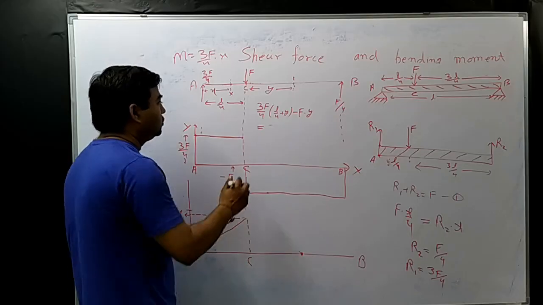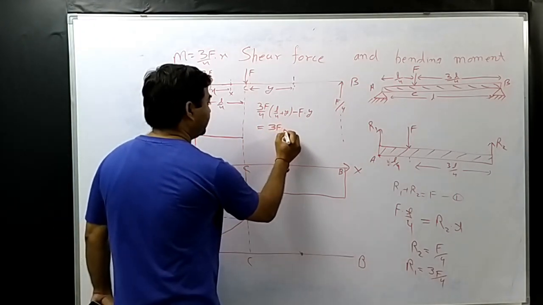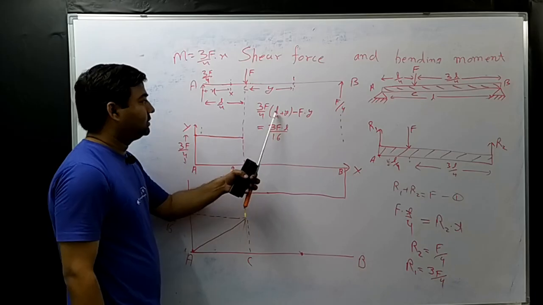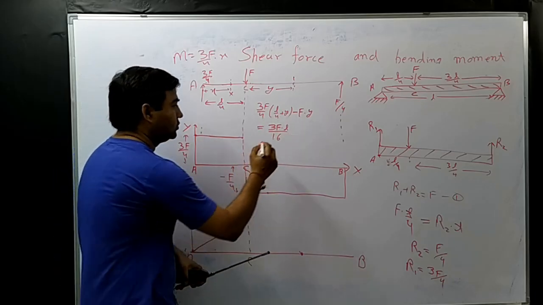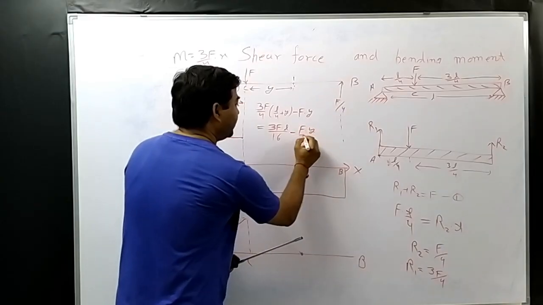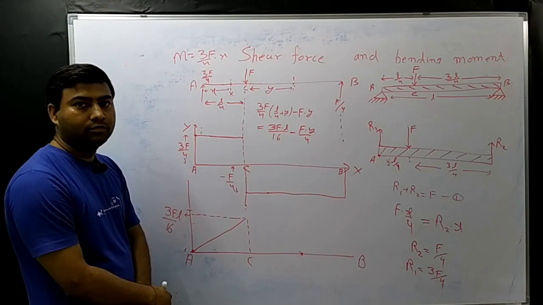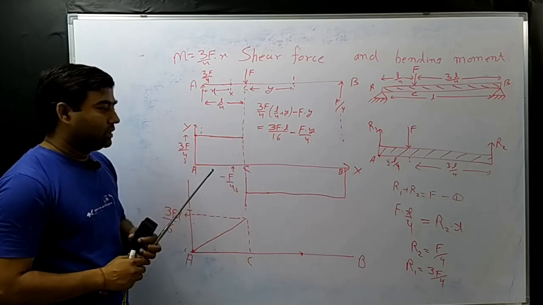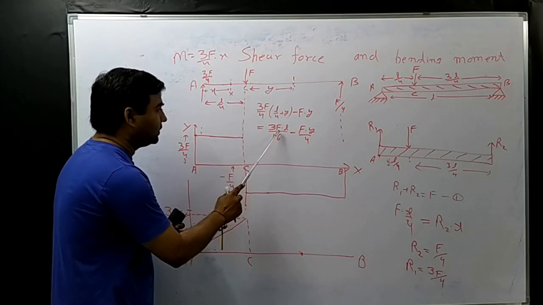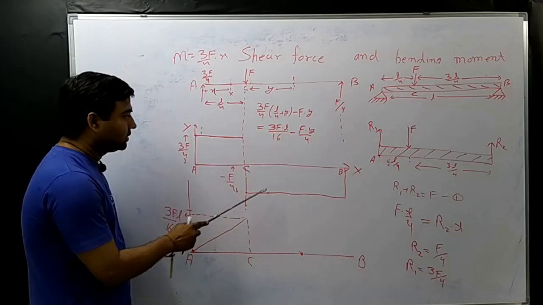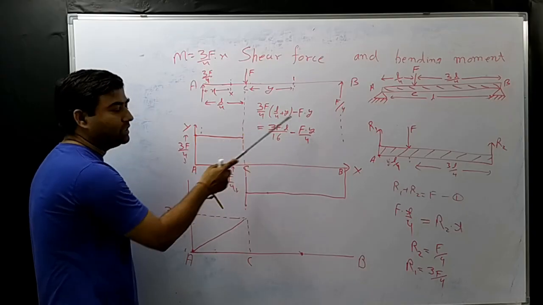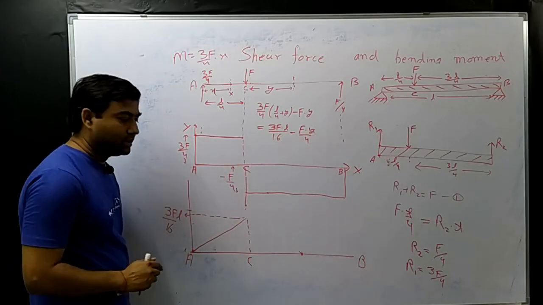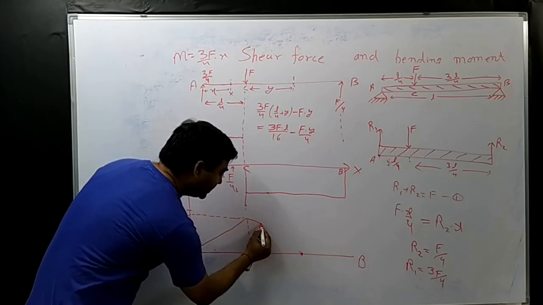After simplifying this expression, you can write it as 3FL by 16 plus 3FY by 4 minus FY, so it will be 3FL by 16 minus FY by 4, where Y is the distance from C for arbitrary points between B and C. So you can see this 3FL by 16 is the moment at point C. When we move towards point B, Y will increase and the total value will decrease linearly because it is proportional to Y. Hence the moment will start to decrease.